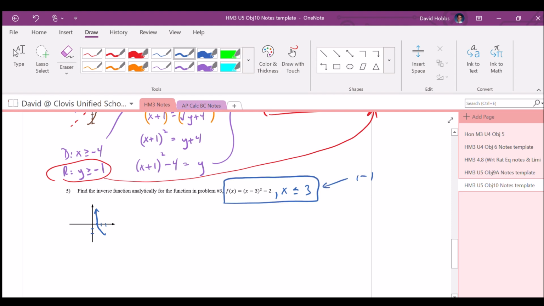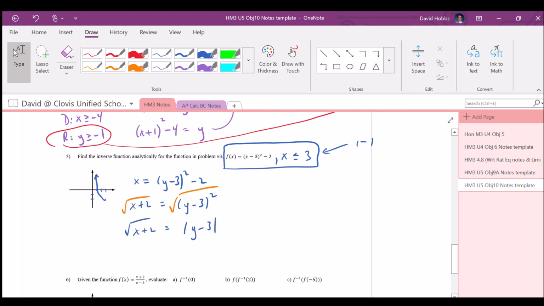This is one-to-one. Okay, so switch the x's and y's. So x equals y minus 3 quantity squared minus 2, and solve for y. So x plus 2 equals y minus 3 quantity squared, and square root both sides. Okay, and the left side is root x plus 2, and the right hand side is absolute value of y minus 3. Now, we can avoid this step as long as you remember to do the plus or minus.